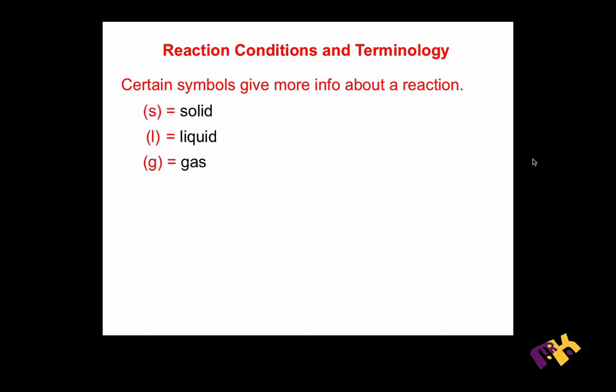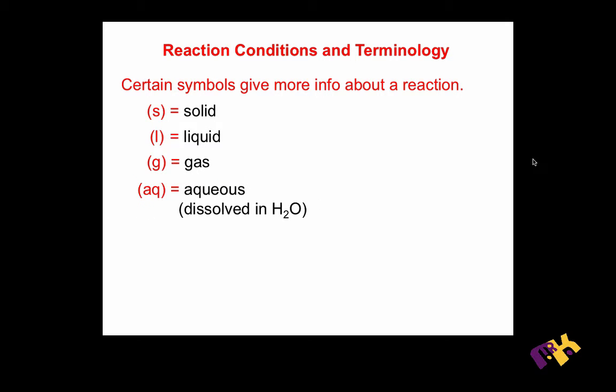Okay, so since we talked a little bit about these letters representing the physical states of the compounds, we should go into a little bit of symbol terminology. All right, so S, L, and G: solid, liquid, and gas, very straightforward. AQ means aqueous, or dissolved in water.